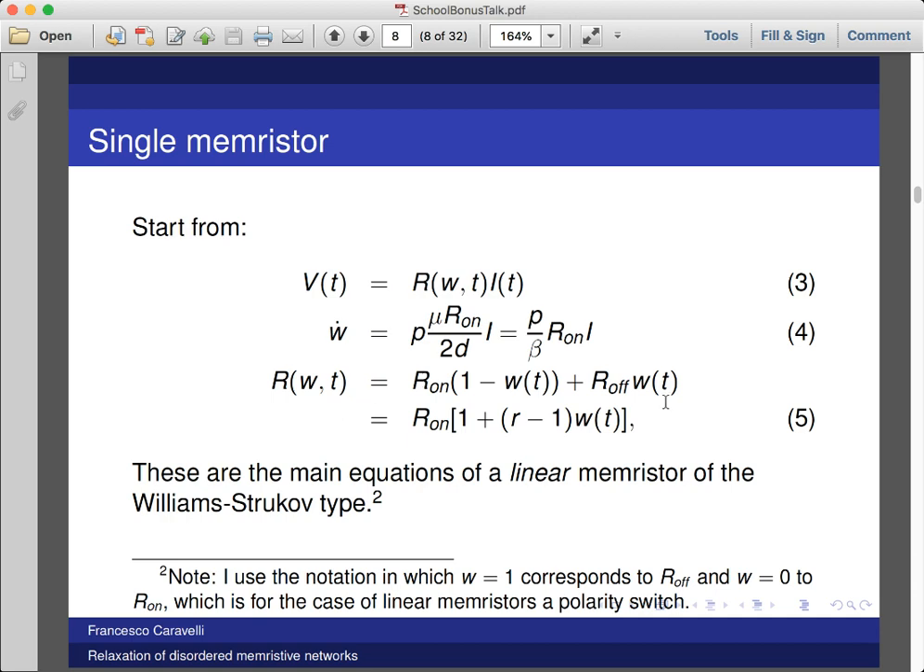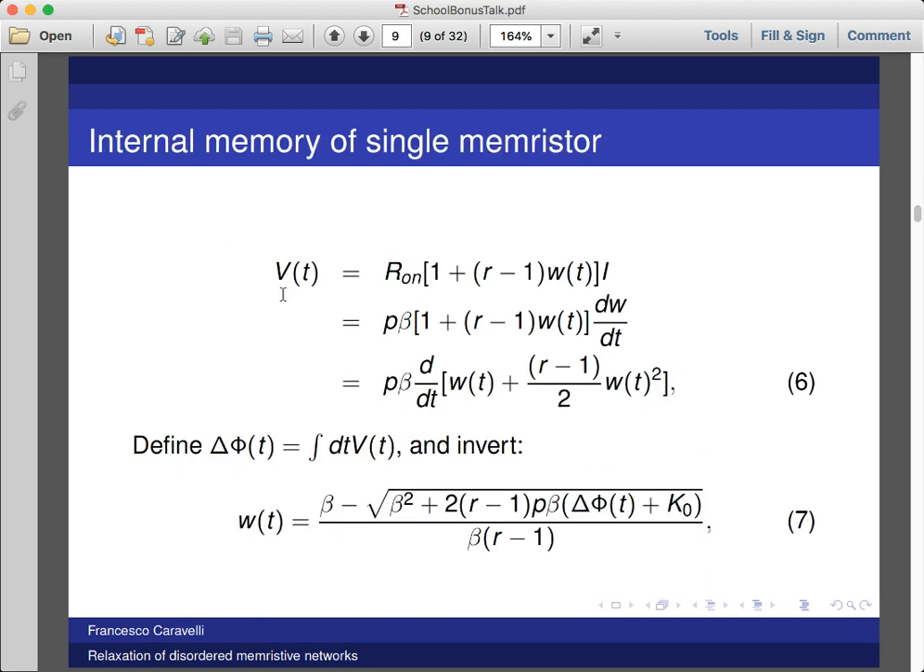You need to add to these three equations the fact that W is capped at 1. So you need to enforce, when you solve this differential equation, that W maximum is 1 and W minimum is 0. But otherwise, these three equations describe the dynamics of a memristor. Then suppose you apply a certain voltage V(t), then you can replace in the first equation the equation for the resistance, and then you obtain equation 6. And if you define the flux as the integral of the voltage, this is basically circuit theory, then you can integrate the equation for the memristor and you obtain equation 7.